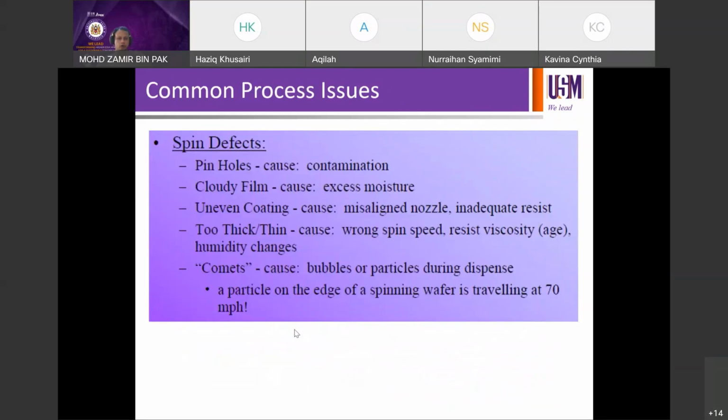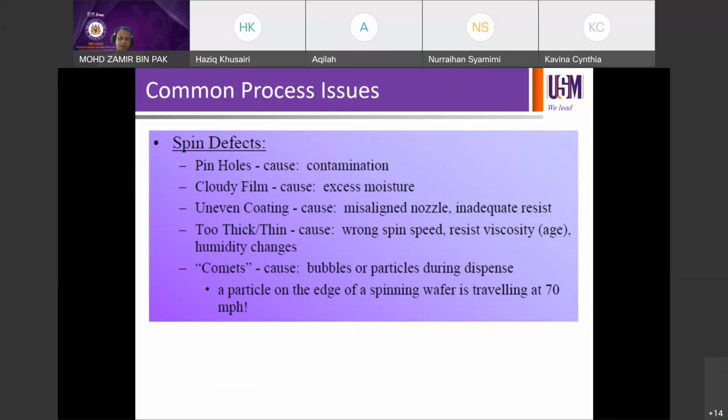Okay, some common process issues. There are thousands of different process issues in lithography. So these are only some of the issues. Tapi ini sebenarnya banyak isu. I cannot describe everything. So spin defects, for example, related to coating or development, whatever yang involves spinning, coating, developing.